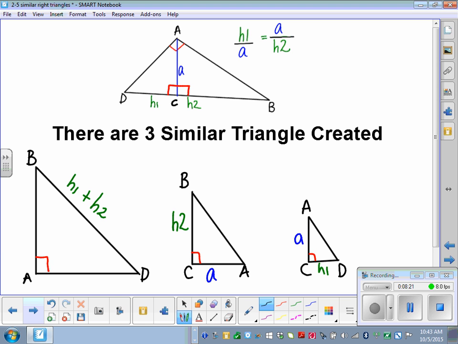Yes. Yep. Good. Yep, it would be. And then, Jess just asked a good question. Would H1 plus H2 always be the hypotenuse of the huge triangle? Yes.